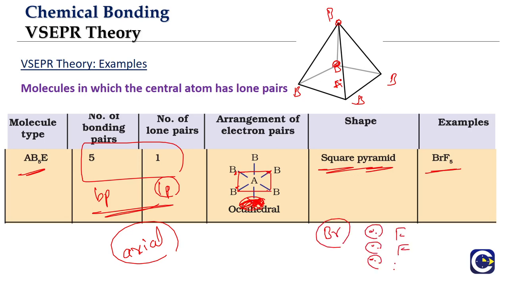Means how many are there? There will be totally 5 bond pairs. Okay, so 5 bond pairs, and bromine will have how many valence electrons? Normally 7, right? 5 are used for bonding, means 2 more will be there, that is what? 1 lone pair, totally 6. So this is of what? It is of AB5E type molecule. Okay, what is the example for this? BrF5. And what will be the shape of this? Square pyramid.